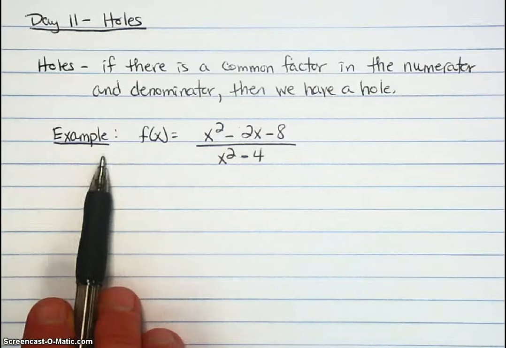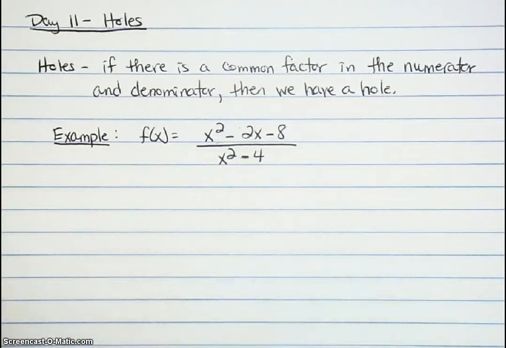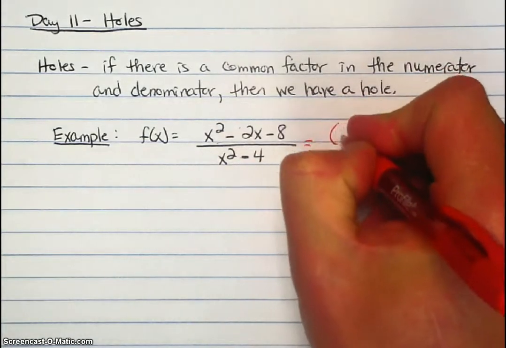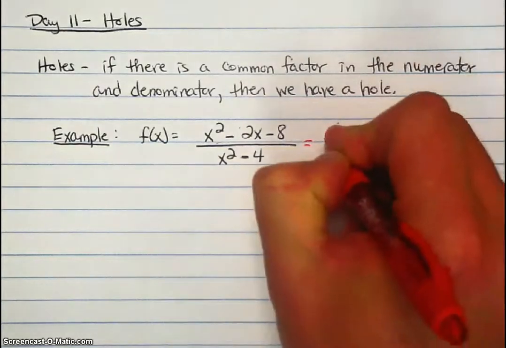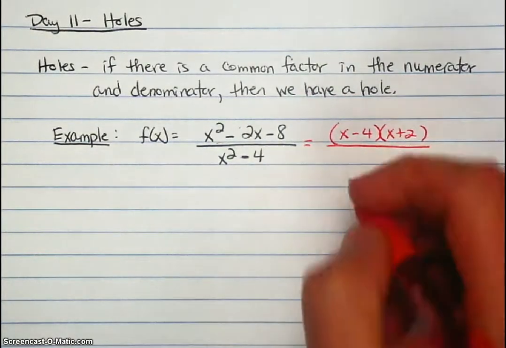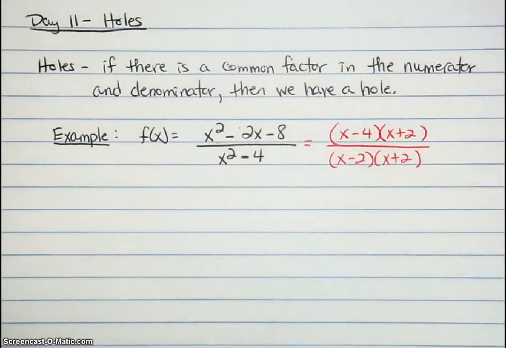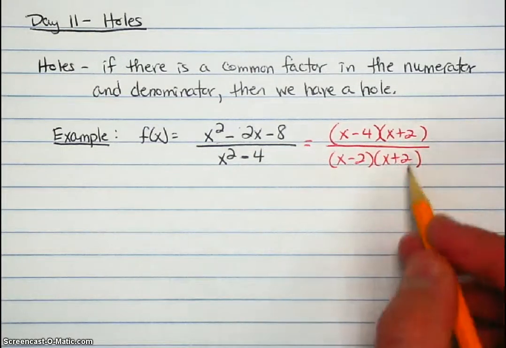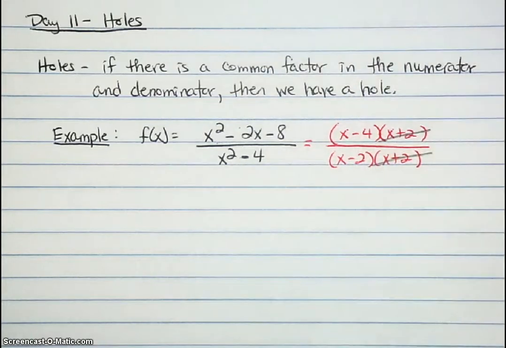So let's take a look at this example here. f of x equals x squared minus 2x minus 8 over x squared minus 4. If I factor this problem, I'm going to end up with x minus 4 times x plus 2 over x minus 2 times x plus 2. So when I factor this, we see that right off the bat we have an x plus 2 in the top and an x plus 2 in the bottom. Now, based on what we did in the last unit, we would cancel those because one is on the top and one is on the bottom.